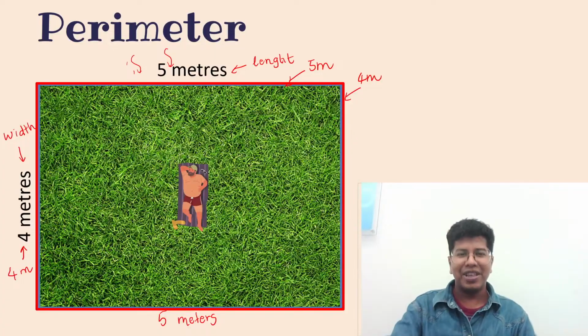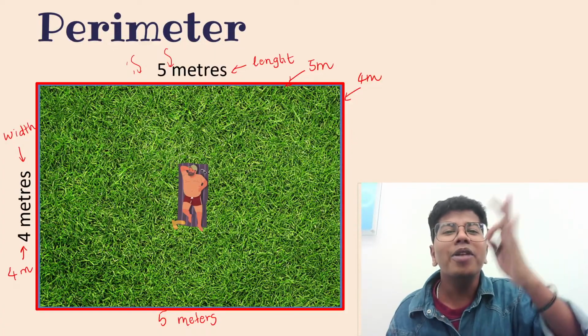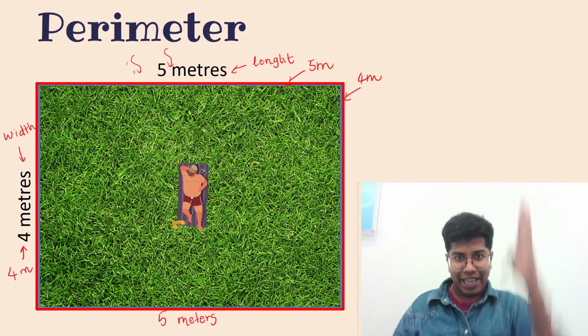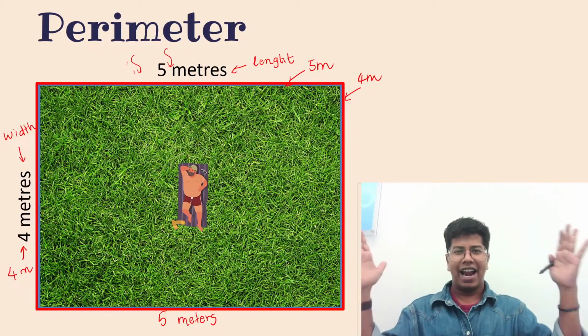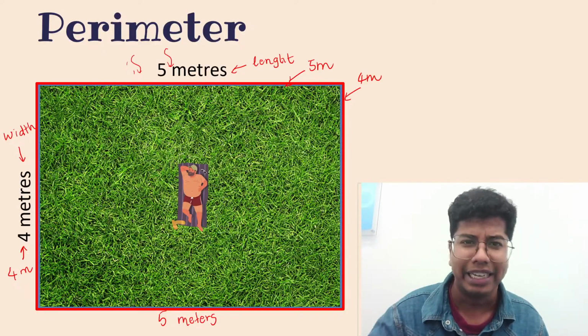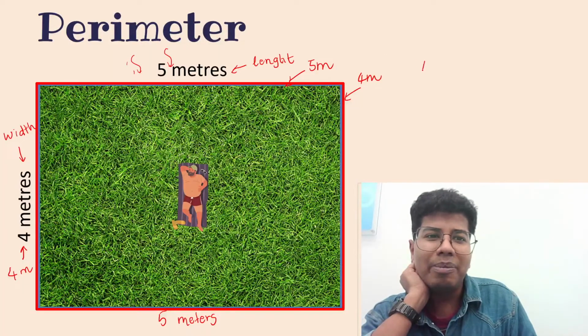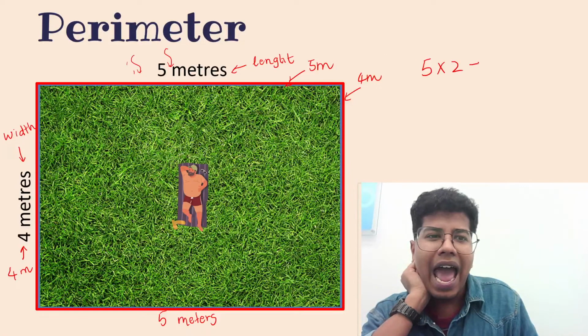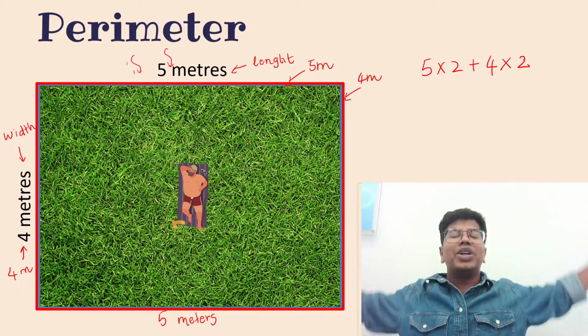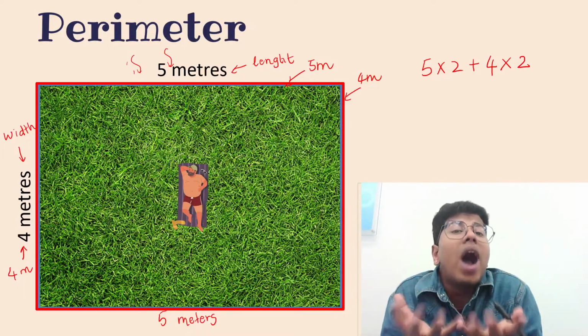It's just 2 times. What about 4 meters? 4 meters will be how many times? Here on this side and here on this side, there are 2 of the following 4 meters. So 5 meters will be 2 of the following times, and then 4 meters will be again 2 times. So this is the total fence that we will require.